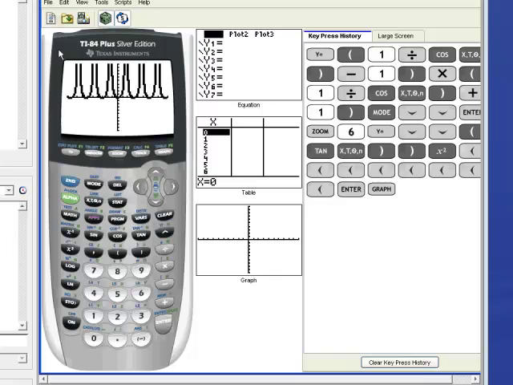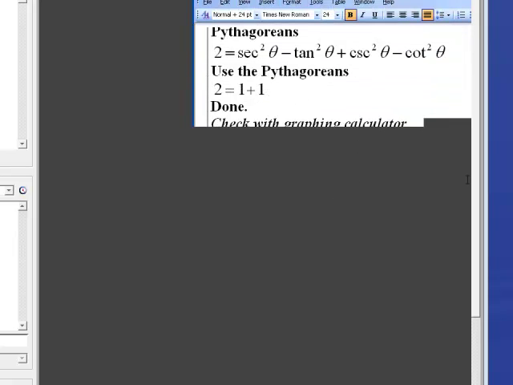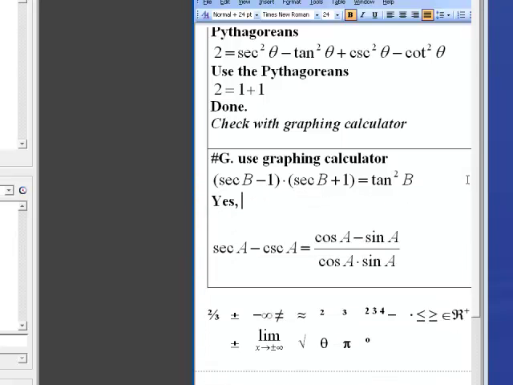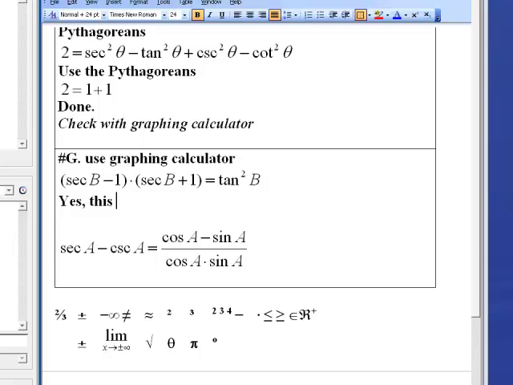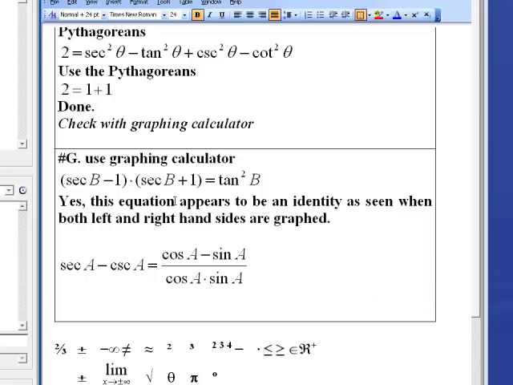Okay, I'm going to go back to Word. Actually, I will make sure that I save this one here. So, yes, let's see, do I call this equation? This equation appears to be an identity as seen when both left and right-hand sides are graphed. Okay, let's try the other one. So secant minus cosecant, and then cosine minus sine, and so on.